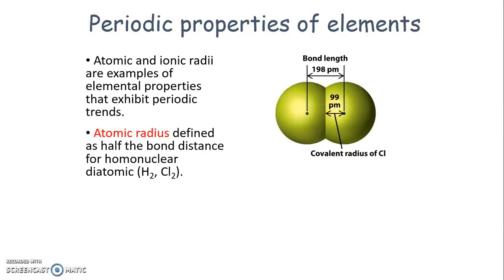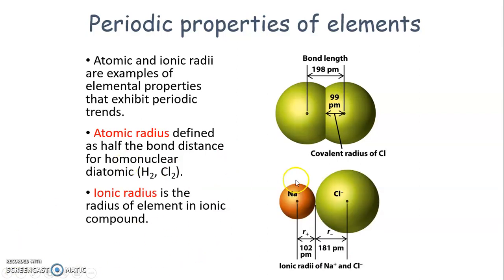A couple of definitions. Atomic radius is defined as half the bond distance for a homonuclear diatomic. Okay, this example here is for chlorine, so the covalent radius of a chlorine atom is 99 picometers, which is half the bond length of 198 picometers. A picometer is 10 to the negative 12th meters. That is, there are 10 to the 12th picometers in 1 meter. Okay, it's 1,000 times smaller than a nanometer.